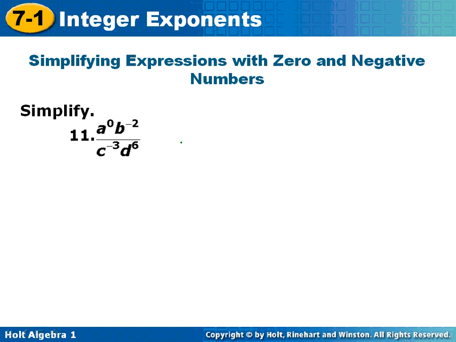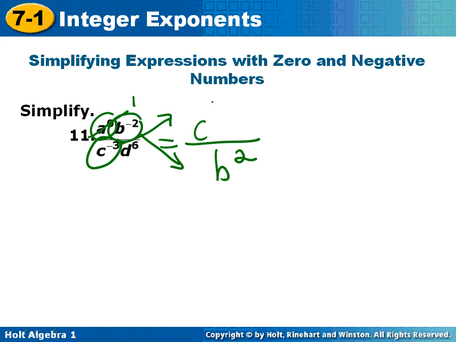All right, number 11. Stop, pause it for just a moment and see if you can work it, and then come back to me. I'll be waiting right here. Okay, I think you've tried this problem now. A to the 0 turns into a 1. I don't need to write anything down. B to the negative 2 is going to switch to the bottom as B to the positive 2. C to the negative 3 is on the denominator, so it's going to switch to the numerator and turn into a positive. D to the 6 is a positive, which means stay where it is, so D to the 6 is going to go on the bottom.